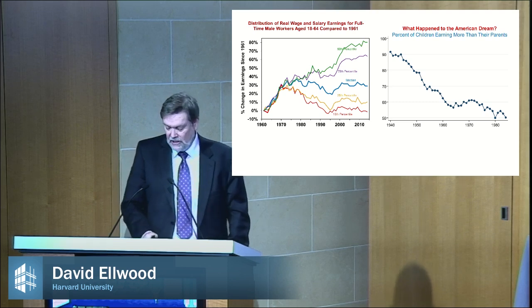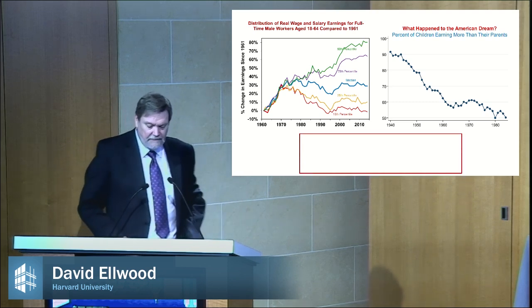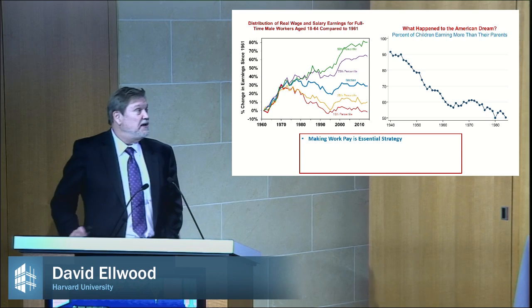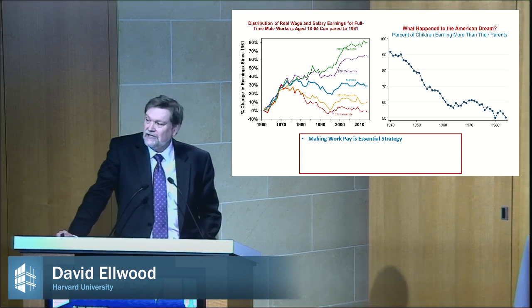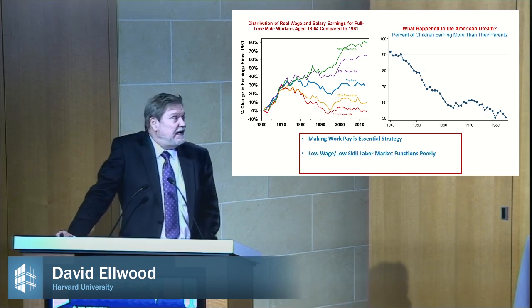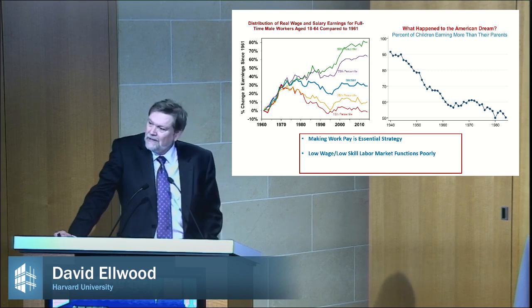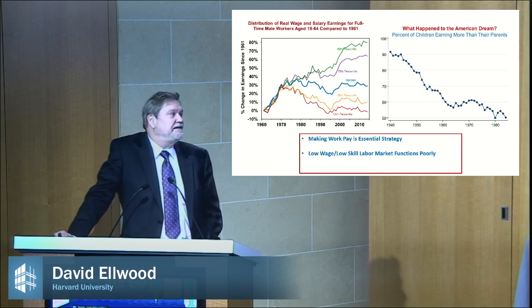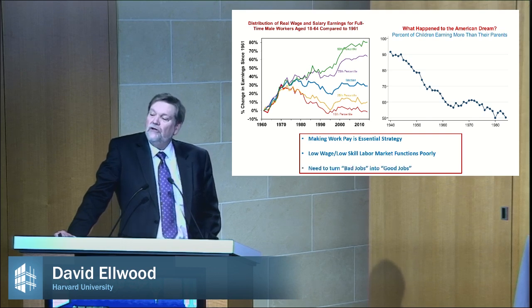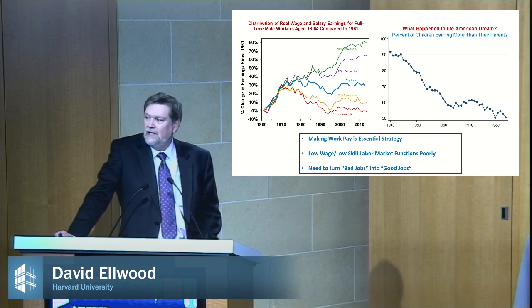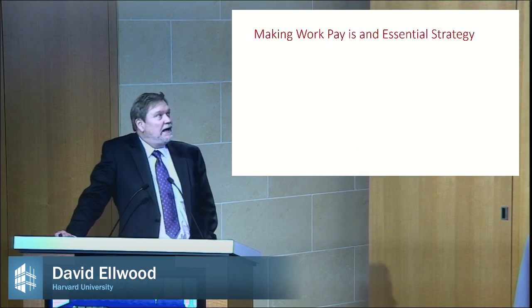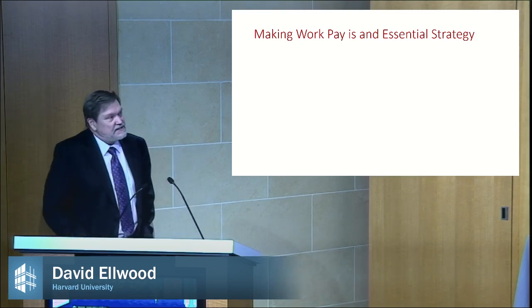So what I want to talk about is three things. The first is, I'm going to argue that making work pay is an absolutely essential strategy. Second, and I'll spend less time on these two, although they're bigger, I really believe the low-wage, low-skill market functions quite poorly. This is more speculative than detail. And then finally, I think one of the critical things we need to think much more about is how we turn the so-called bad jobs into good jobs. So, quickly, making work pay is an essential strategy.